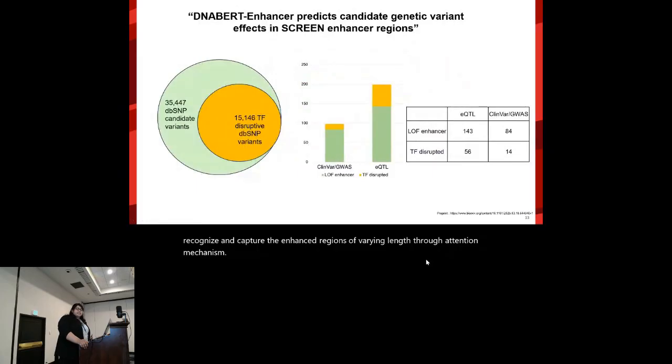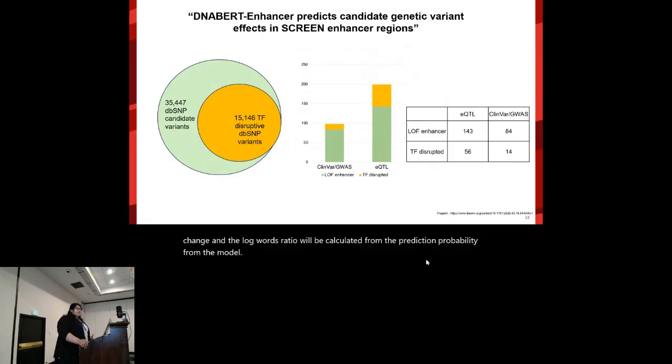Now, owing to the clinical significance we discussed in the earlier introduction slides, we applied the DNABERT model to predict the effect of variants on enhancer function. And using the dbSNP variants, we identified 35,447 SNPs which are significant to cause a loss of enhancer function, based on the score change and the log odds ratio we calculated from the prediction probability from the model.